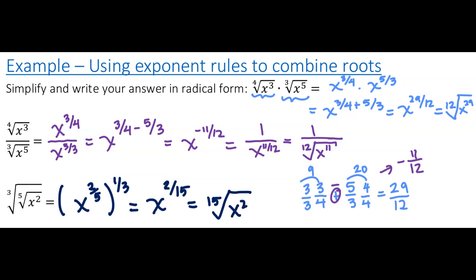So the answer is that the cube root of a 5th root is the same as a 15th root. You actually multiply those, which I don't think is obvious at all until you use those exponent properties.